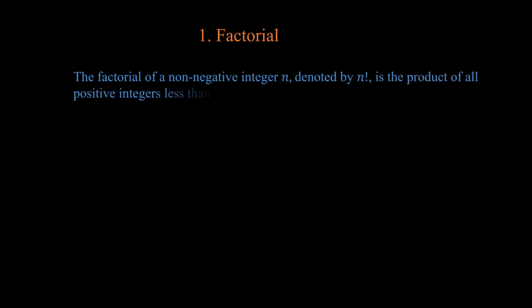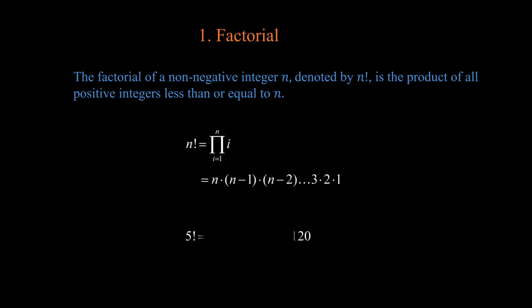The first one is factorial. The factorial of a non-negative integer, n, is the product of all positive integers less than or equal to n, and is denoted by the exclamation sign after the number. N factorial is equal to n times n minus 1, and so on up to 1. For example, 5 factorial is the product of all positive integers less than or equal to 5, and it is 5 times 4 times 3 times 2 times 1, which is equal to 120.